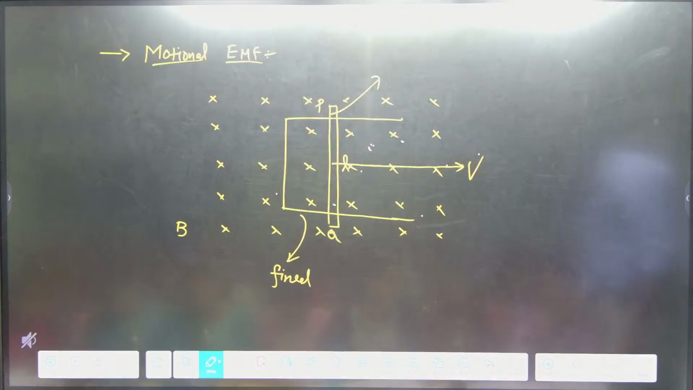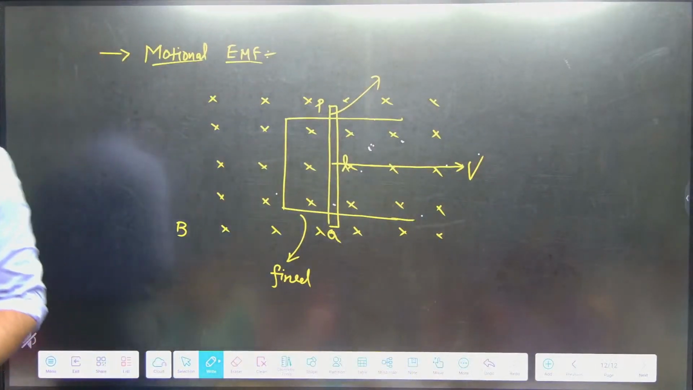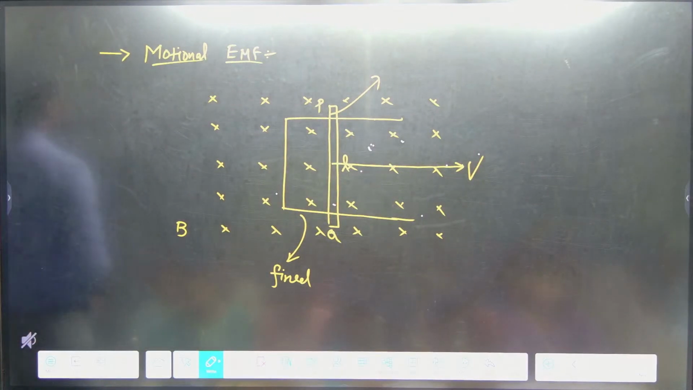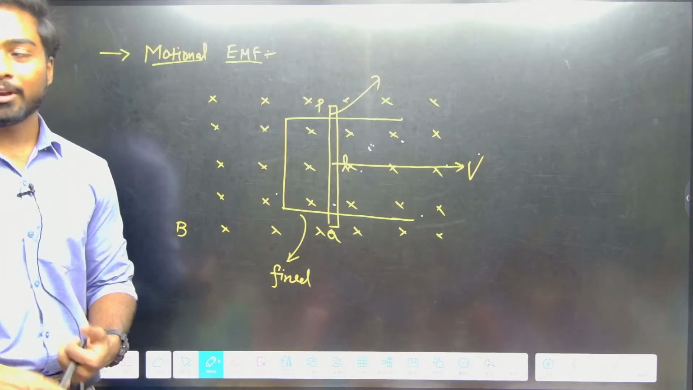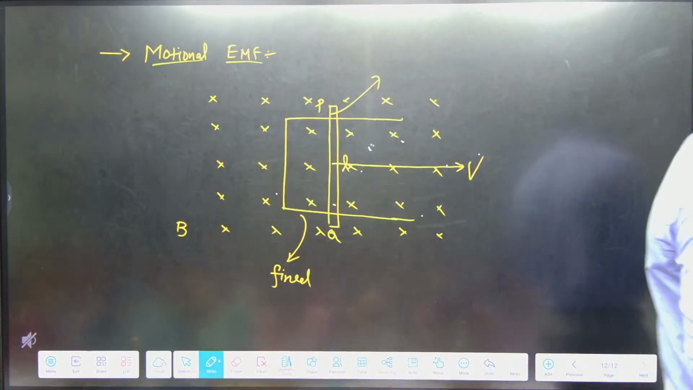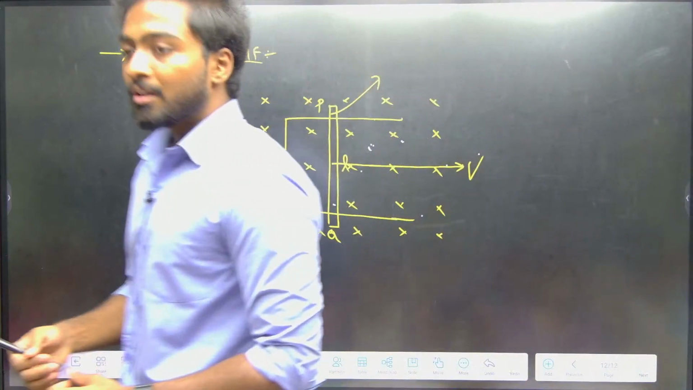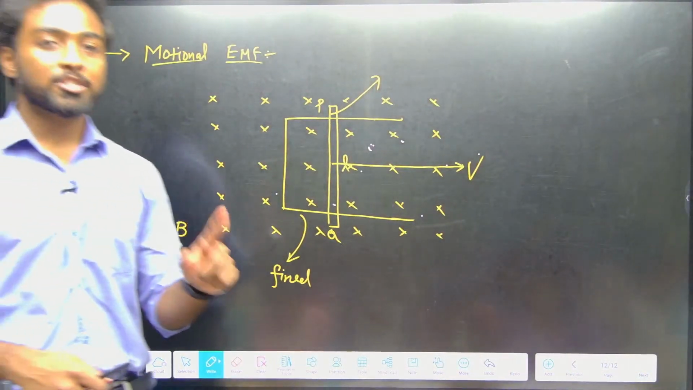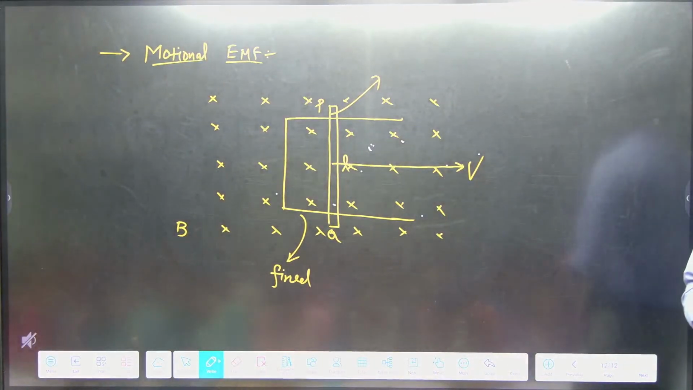When we try to move with the velocity v, it creates change in flux. Write down: due to this, induced EMF is produced. Yes or no? If change in flux is there, induced EMF will be there, no? Due to this, induced EMF is produced. This EMF is called motional EMF.